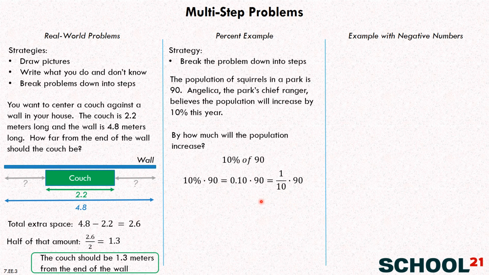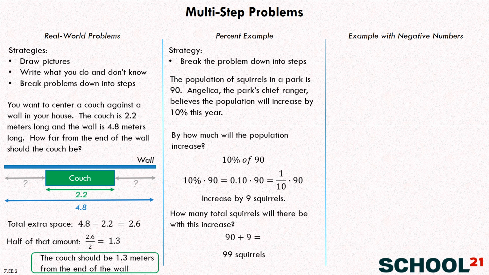What is 1/10 of 90? 9. Okay, so the increase is going to be 9 squirrels, right? Right. Now if we follow that up with another logical question, how many total squirrels will there be with this increase? What calculation would you do there? I would add 90 plus 9. And what would that be? 99. Okay, so there will be 99 squirrels at the end of the year if the ranger was right.